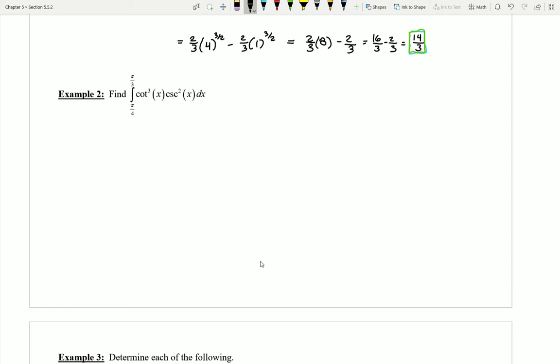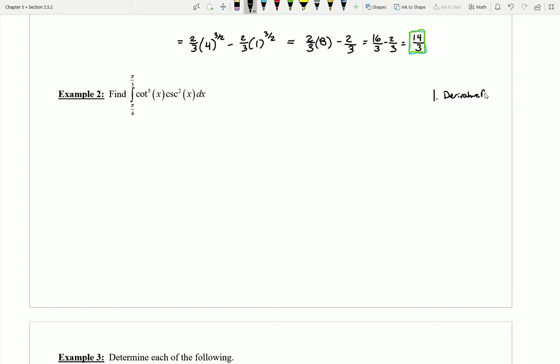So let's take a look now at example 2, where we're going to have another instance where a U substitution is going to be very important. Remember that a U substitution is just an extra strategy that we have available to us when we come to an integral, but it doesn't mean that every integral requires a U sub.